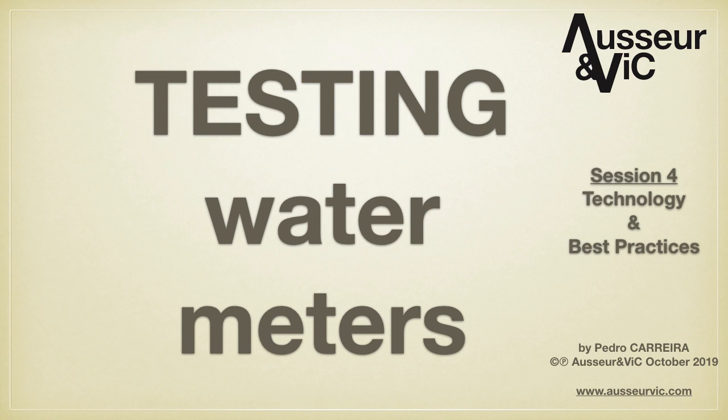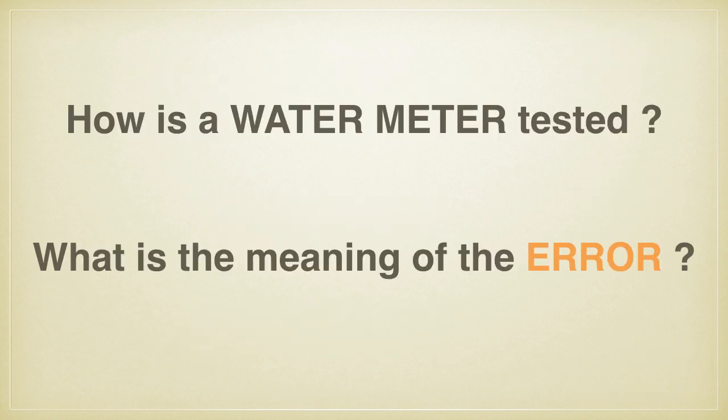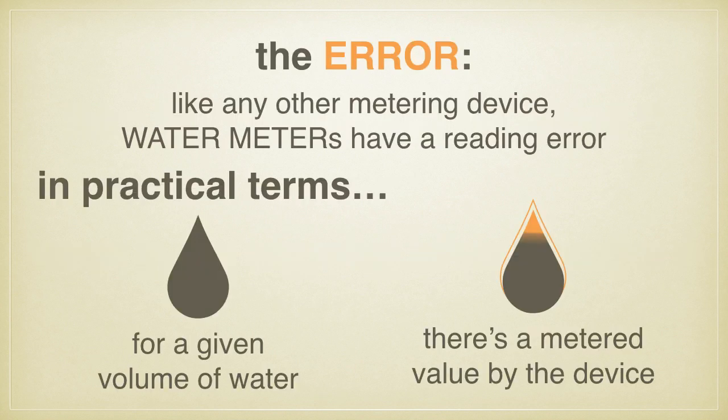Today we'll be talking about testing water meters. Two main questions. How is a water meter tested? And what is the meaning of the error? Starting by the latter, like any other metering device on Earth, water meters have a reading error, and in practical terms, for a given volume of water, there is a metered value by the device.